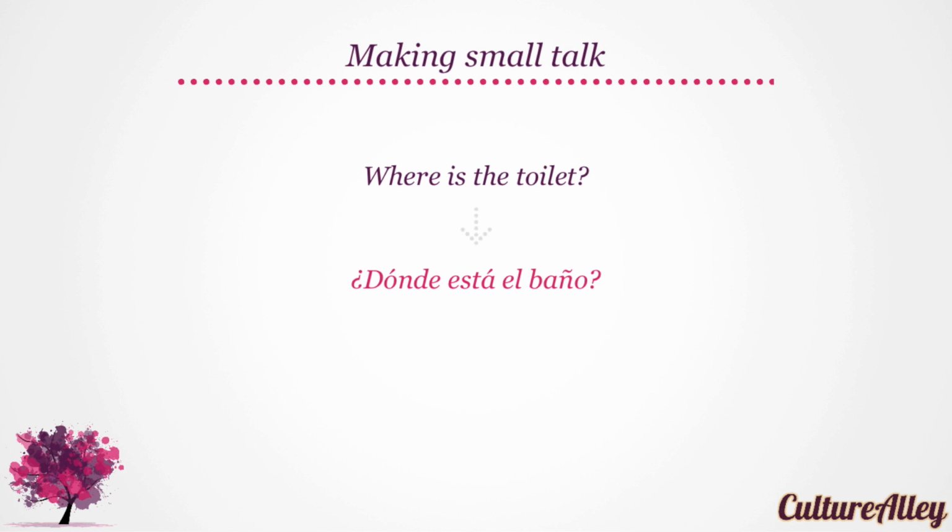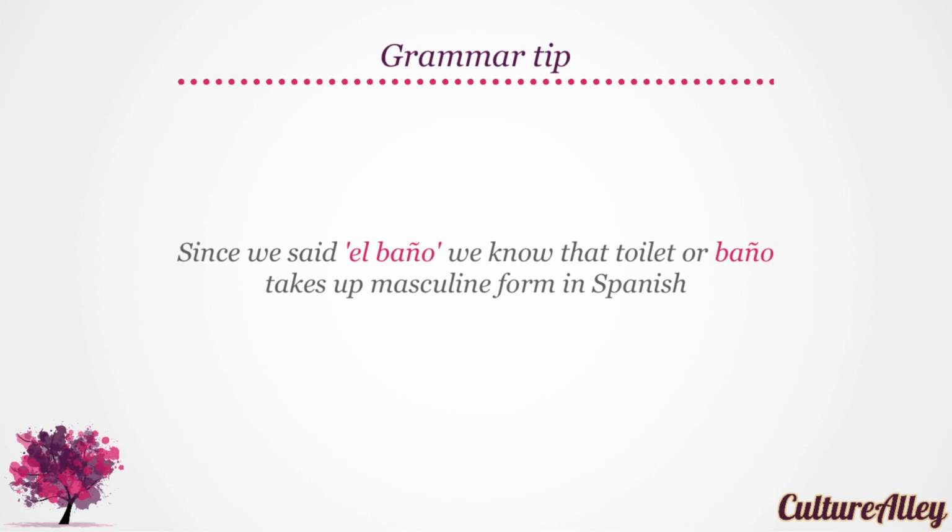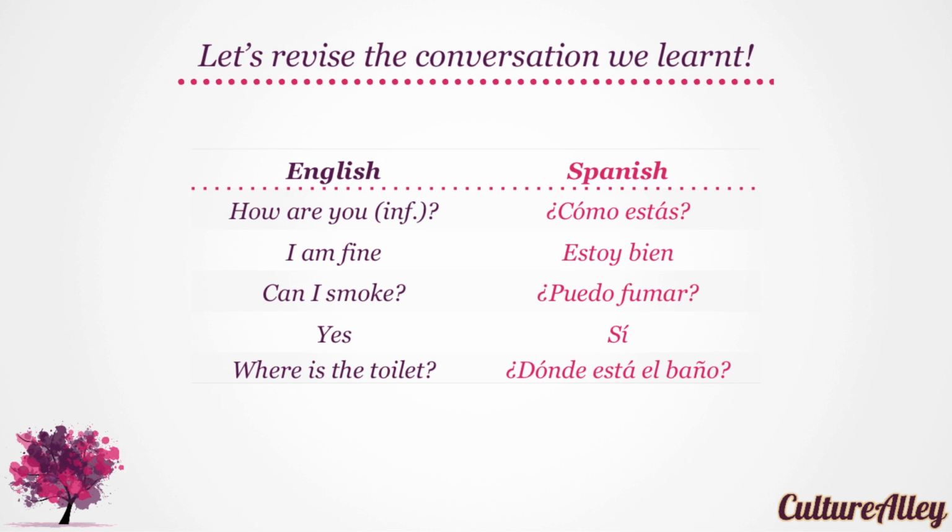All right, let's look at our next phrase, where is the toilet? Where is the toilet becomes ¿Dónde está el baño? Since toilet is third person, estar changes to está. So how will you ask, where is the toilet? You will ask, ¿Dónde está el baño? Good. Since we said el baño, we know that toilet or baño takes up masculine form in Spanish.